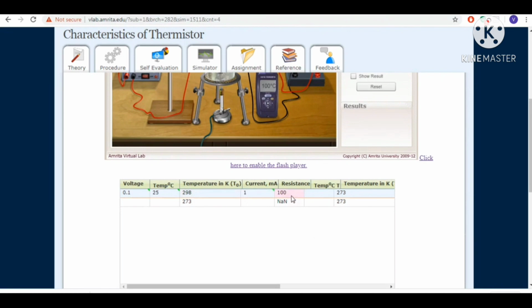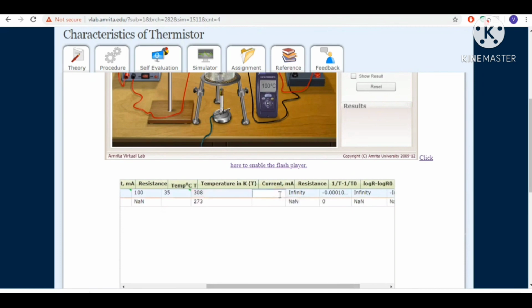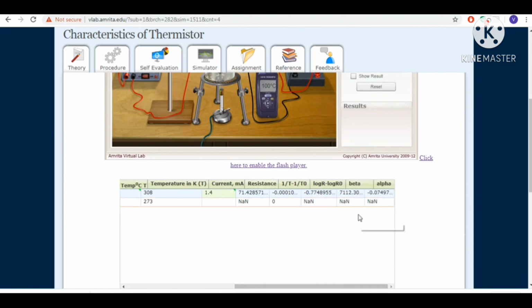Now my second temperature is 35. Now the current is 1.4 milliampere. So this is the resistance, and all other parameters are calculated automatically. Like this you enter all the values, and you can see them here in the table. Here we are using 1 by T naught, and similarly in resistance we are using R naught. So what is T naught and R naught?